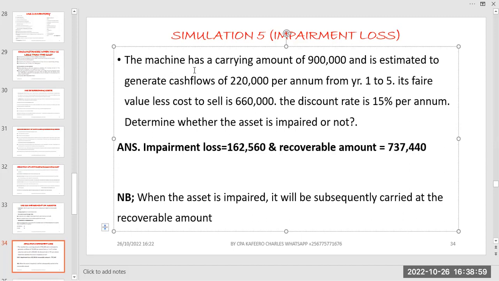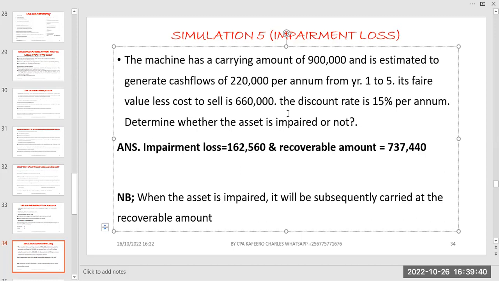the machine has a carrying amount of 900,000. I did not put the units, but you can put whichever country you are watching from. It has a carrying amount of 900,000, and it is estimated to generate cash flows. These are the ones we are going to get. The cumulative cash flows are 220,000 per annum, for every year from year 1 to year 5. It means we are getting 220 for every year for 5 years.